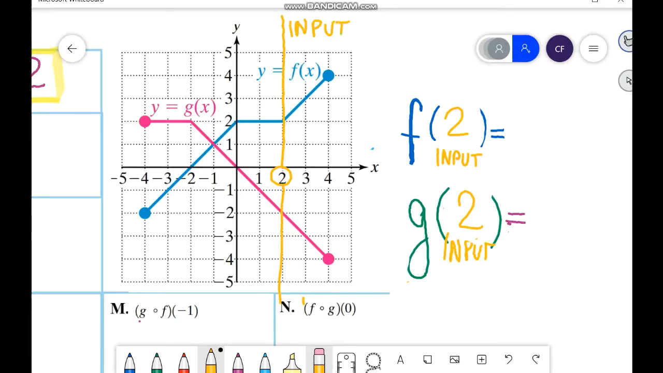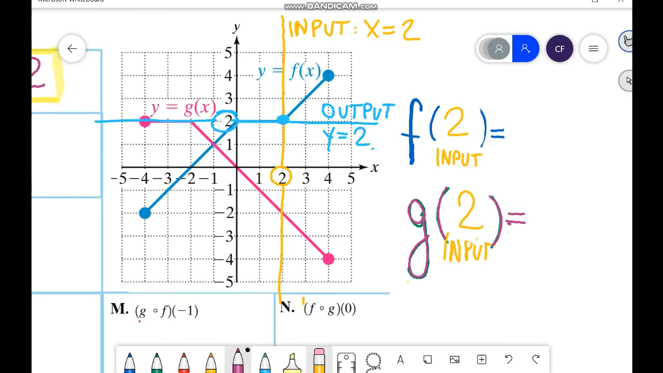Input x equals 2. And you will find the output for f. You will find the output for g. Output for f is the intersection of the blue graph with the vertical input. This is the output. y equals what? y equals 2.